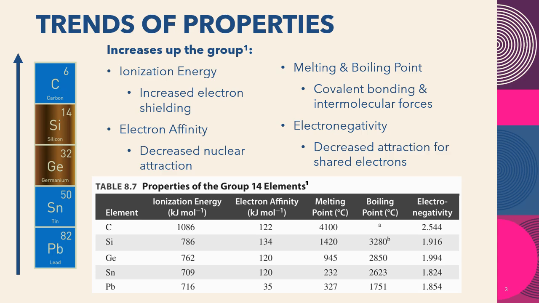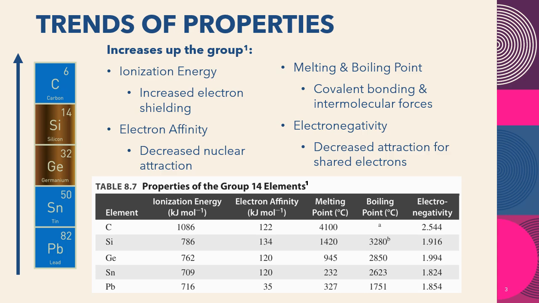Electronegativity follows a similar pattern, increasing as we move up the group. Carbon, being the smallest, has the highest electronegativity at about 2.5. Its small size and relatively large nuclear charge gives it a strong pull on shared electrons. By contrast, lead's electronegativity is only about 1.8, making it much less likely to attract shared electrons.